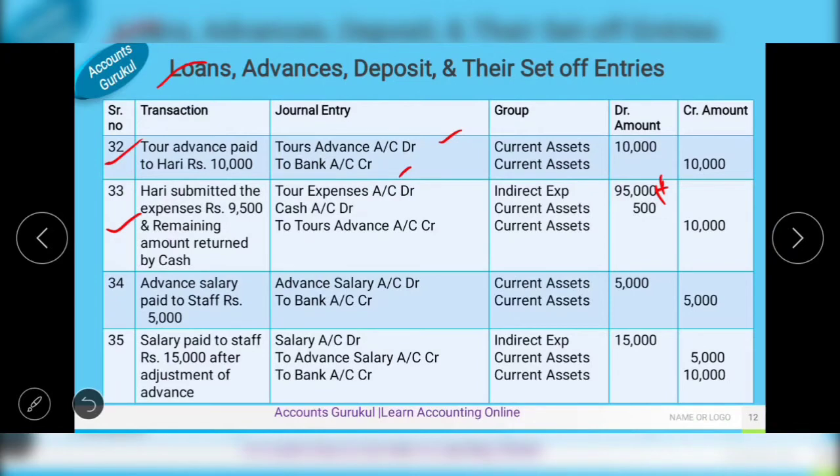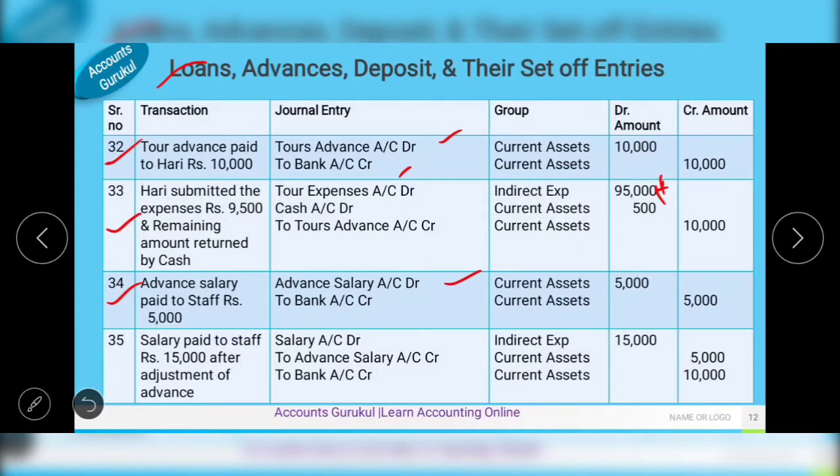Cash account debit, it's 500, to tour advance account credit, that's 10,000. So this entry we have to consider into the books. Then the next, advance salary paid to staff rupees 5,000. So advance salary जो है staff को हम लोगों ने pay किया, so we have to debit advance salary account, that's our asset, to bank account credit, क्योंकि bank से cash out हो रहा है, that's 5,000 rupees.